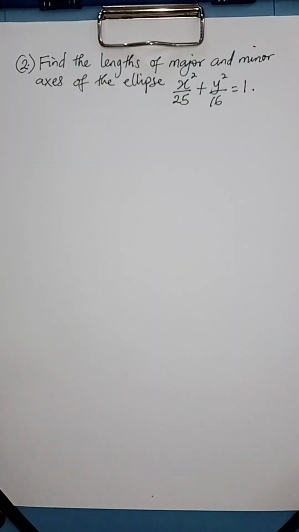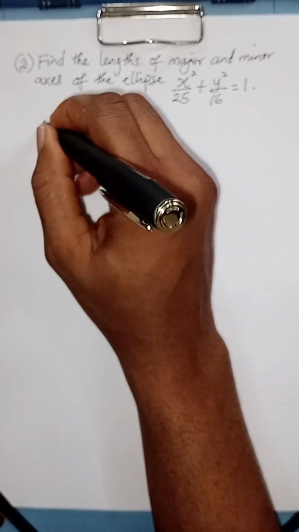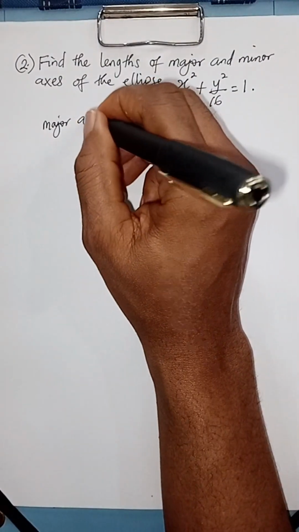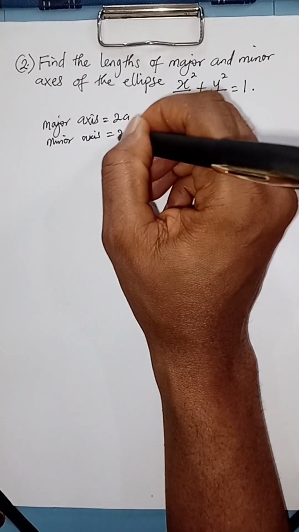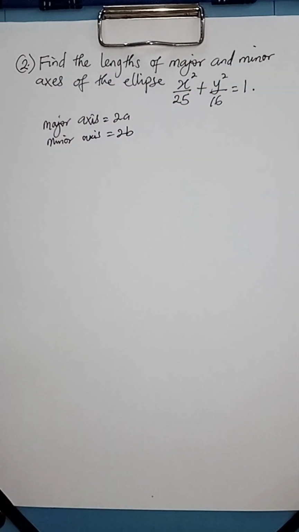Now let's look at the next question. We have to find the length of the major and minor axes of the ellipse x squared divided by 25 plus y squared divided by 16 equal to 1. So how do we find this? Now recall, what is the length of the major axis of the ellipse again? The major axis is given as 2a, and the minor axis is given as 2b. So remember that. That's what we are looking for.